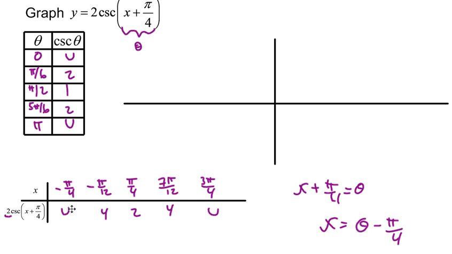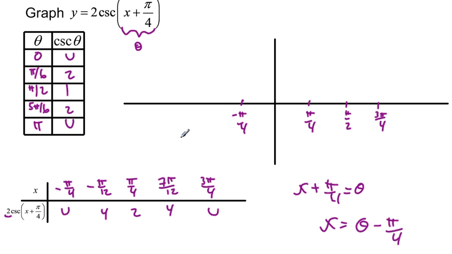Let me first plot these. It looks like we're going to be in increments of pi over 4. So I'll make this one negative pi over 4, this one pi over 4, and then 1 pi over 4, 2 pi over 4, which is pi over 2, and then one more pi over 4, which is 3 pi over 4. So I made my scale in increments of pi over 4.